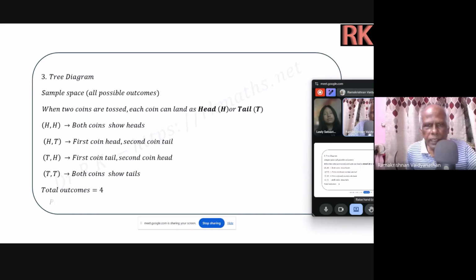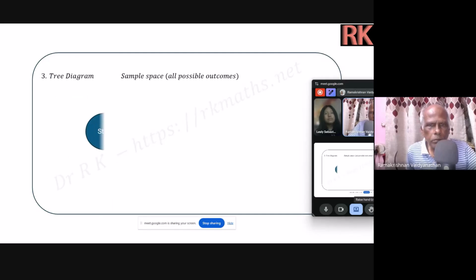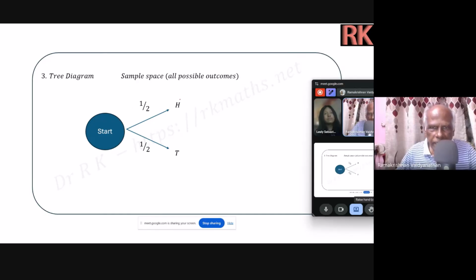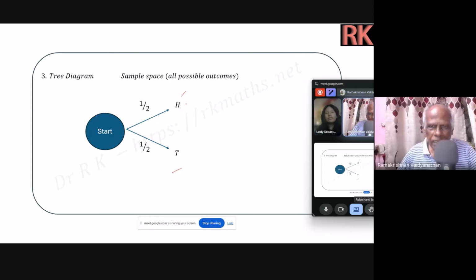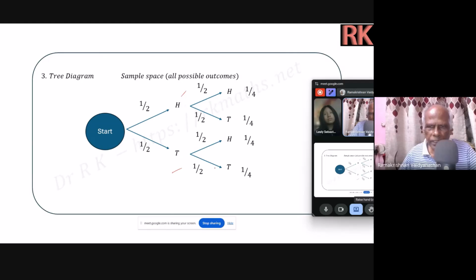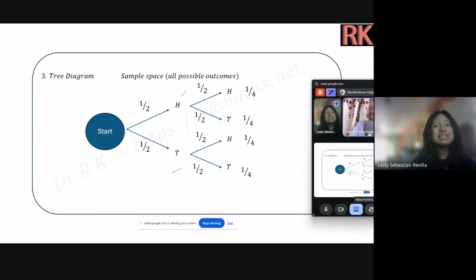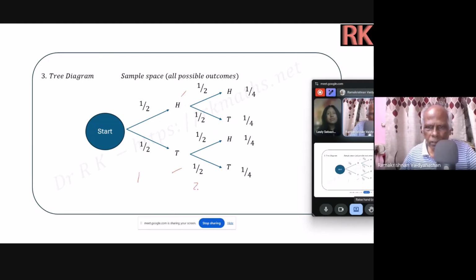I'm going to put it in a tree diagram. See, I'm starting. I'm tossing. So, the probability of getting a head is 1 by 2. The probability of getting a tail is 1 by 2. Now, again I'm drawing another tossing. I'm tossing after head or I'm tossing after tail. Therefore, I'll put here the probability of getting a head, the probability of getting a tail. This is toss 1. This is toss 2.